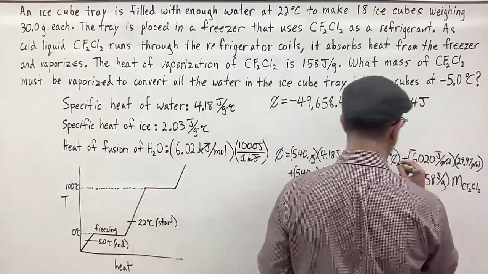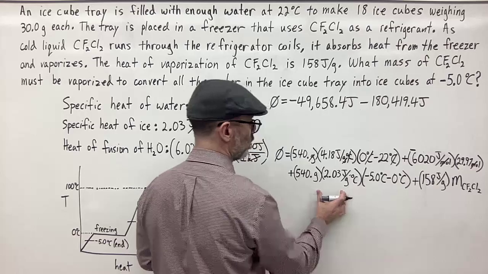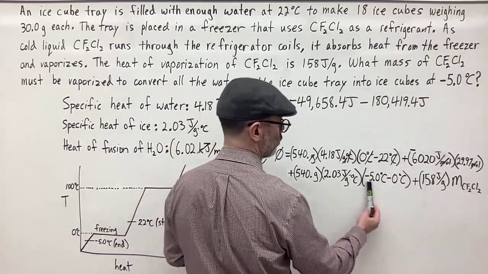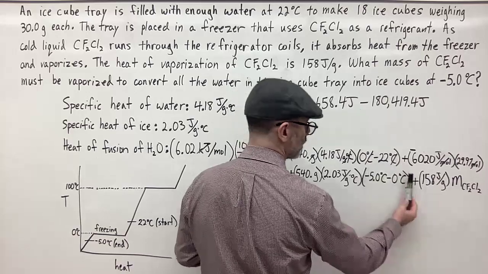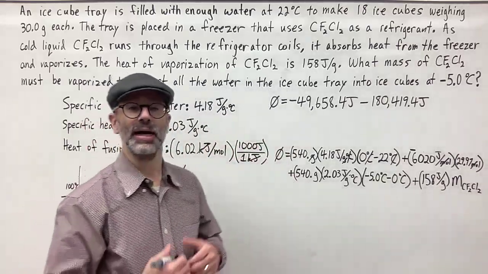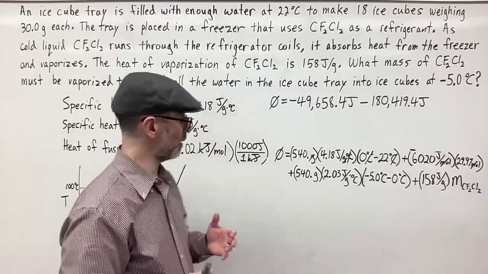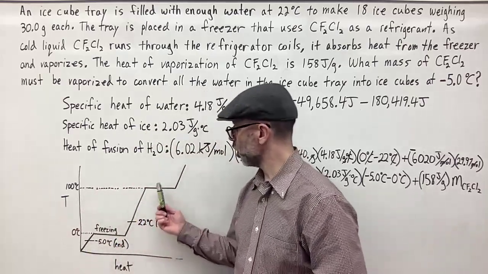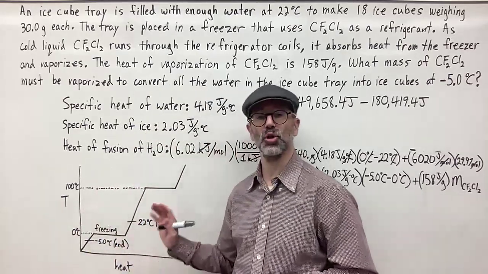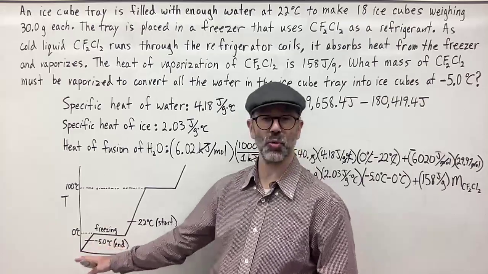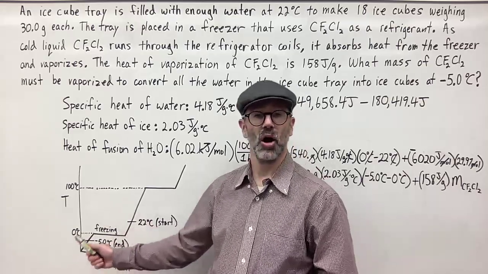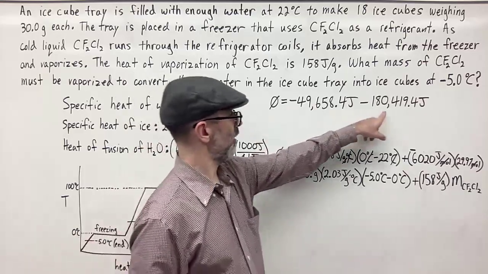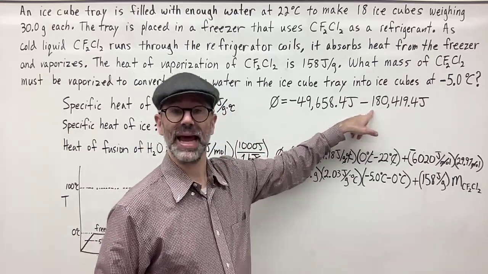Okay, so next we have this part here. Again, notice the temperature -5 degrees minus 0. So this is going to end up being a negative value. This makes sense because remember, we are cooling down the water. So as we're cooling down the water, we're losing energy. We're taking energy away. So here, all of our values should be negative, right? So that's why this should be negative, right?